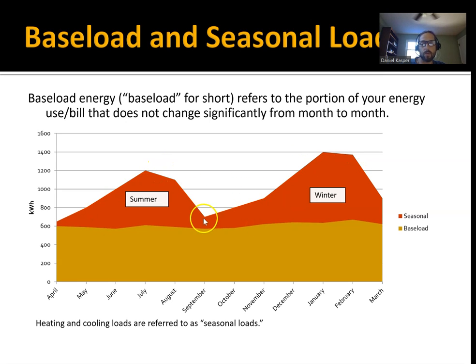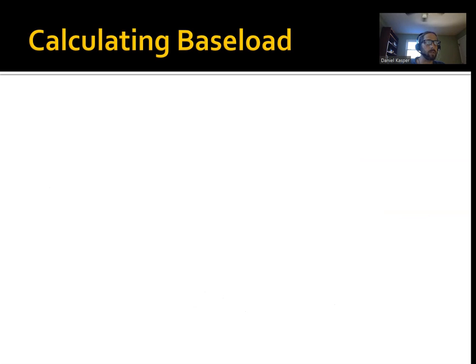Really typical, you have your shoulder months, your fall and your spring, where there's not much seasonal load, peaking in the summer and the winter. And then your base load is pretty much the same year round. Okay, so hopefully that gives you some sense of the difference between a seasonal and a base load. So how do you calculate the base load?